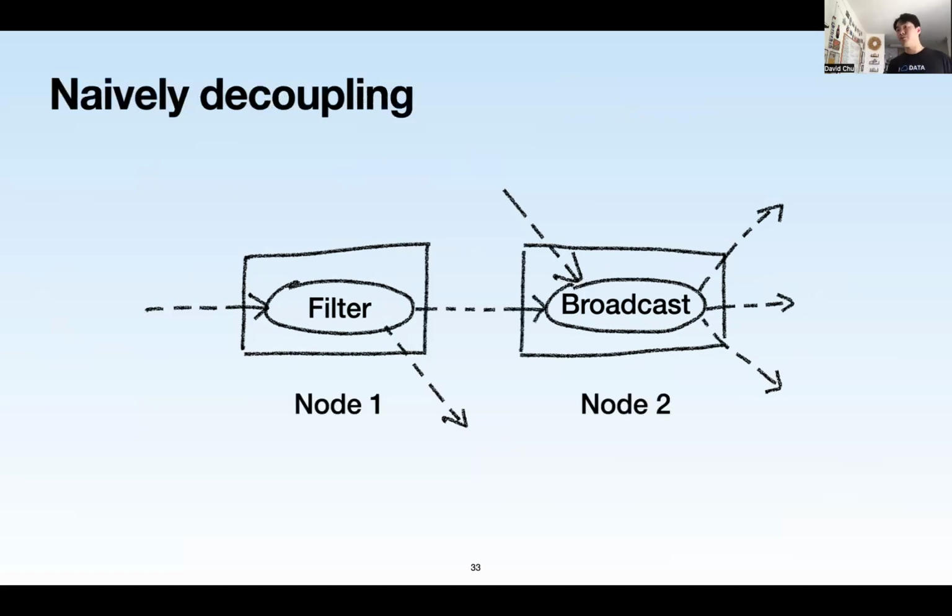Now let's say this filtering was really expensive because we were doing it in an LLM or something. So we want to move that to a different machine. So we'll just decouple that and the broadcast. Filtering on node 1, broadcasting on node 2.